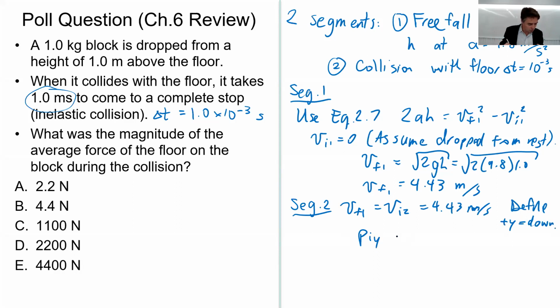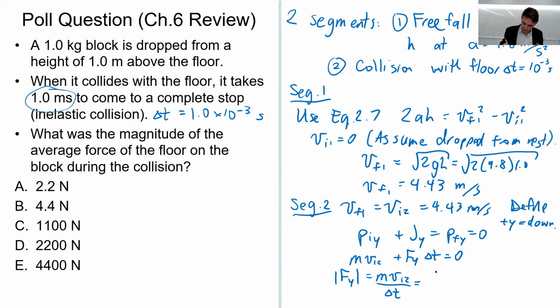Then you've got P initial y plus the impulse from the floor is equal to P final y, which is equal to 0, right? So you've got m times V initial of the second segment plus F sub y times delta t equals 0. So you're asked for the absolute value or the magnitude of the force. It's going to be the mass times the V initial of the second segment divided by delta t. So it's 1.0 times 4.43 divided by 1 times 10 to the minus 3. And I got 4,400.